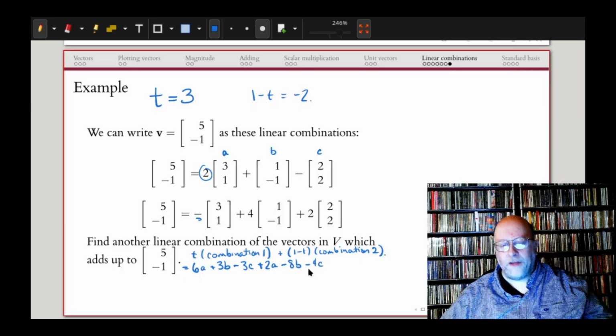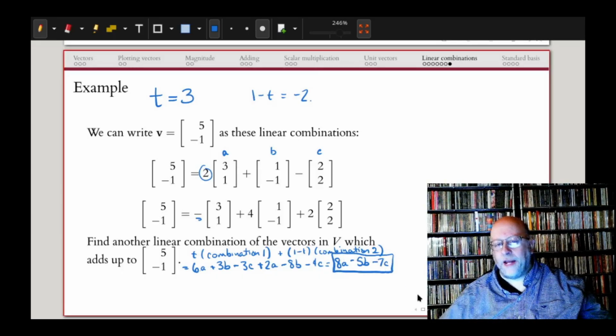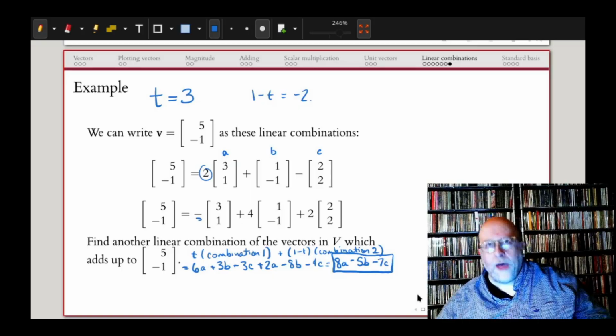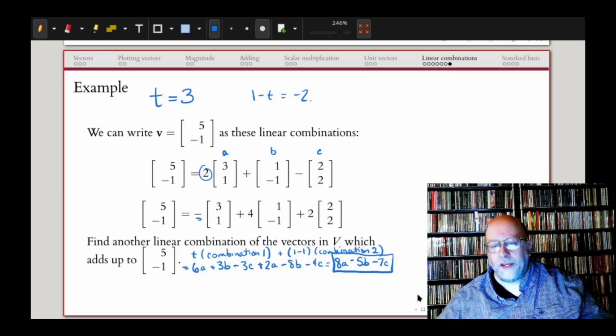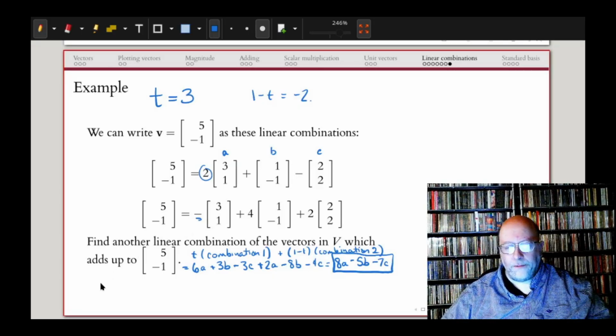When we combine those together, 6 and 2 is 8a. 3 and negative 8 is minus 5b. And negative 3c and negative 4c is negative 7c. And my claim is that this combination will also add up to the vector v. So let's check that out.